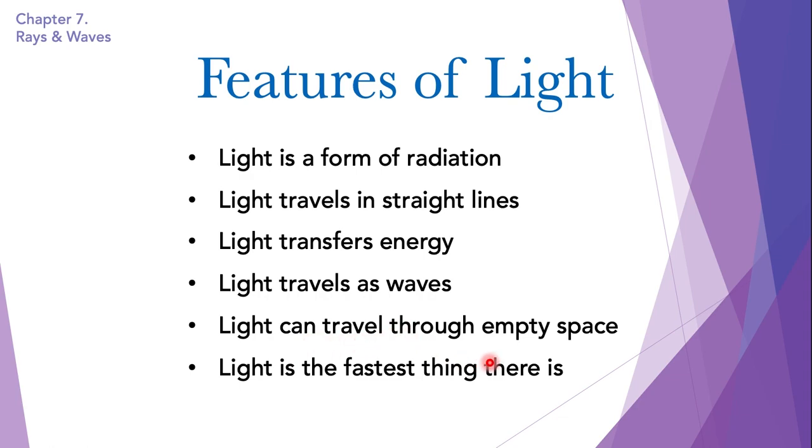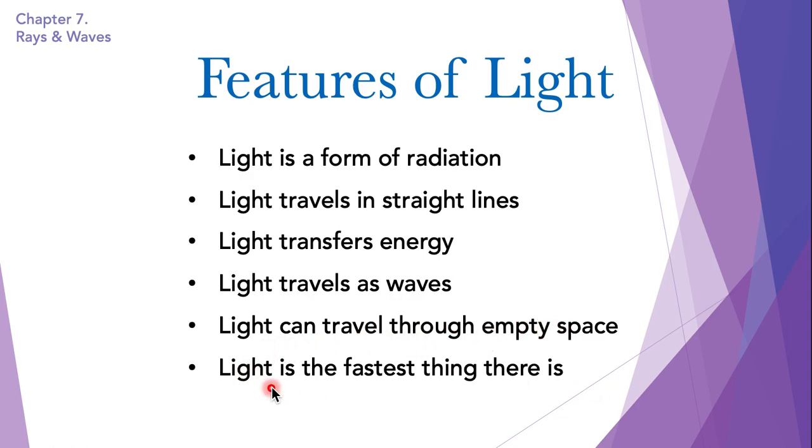Light can travel through empty space. This is the fifth point. Electric and magnetic ripples do not need a material to travel through. And so that is why light can reach us from the sun and stars, even though the space is empty, it's a vacuum. There's no air in it, but still light travels through it. So light can travel through empty space.